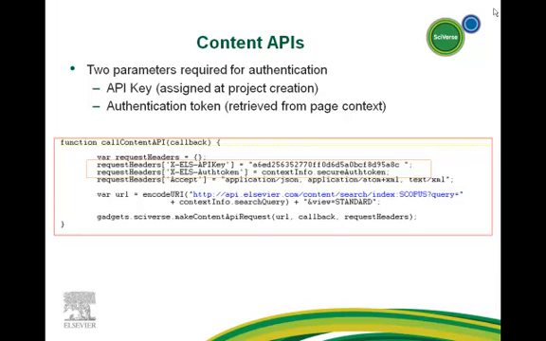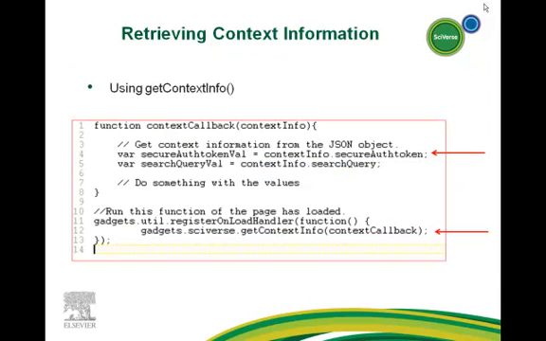Here you can see some sample code showing how a Content API call is made. Context information can be retrieved from the page using the getContextInfo. Here we show how to retrieve the auth token as well as how to retrieve the search query used by the user. The context info method is called from the onload handler and specifies a callback method. The callback method is called by the container and is passed a JSON object containing the context information available on the current page.